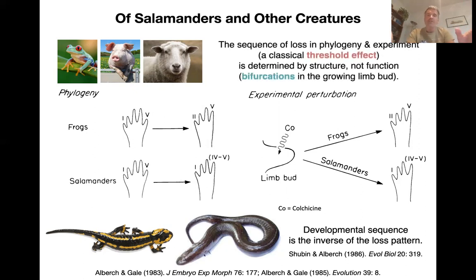The sequence of loss in phylogeny and in the experimental situation is a classical threshold effect, just like I was introducing before. It is determined by the structure, not the network structure, but the set of rules. Remember, we said the structure of a process is the set of rules that generates it. So what's happening here is not determined by selection. Which digit disappears is not an adaptive feature, but it's determined by the set of rules by which these animals grow their digits. And the difference is that you have a different sequence of bifurcations during development that produce these different digits in salamanders and other vertebrates, okay?